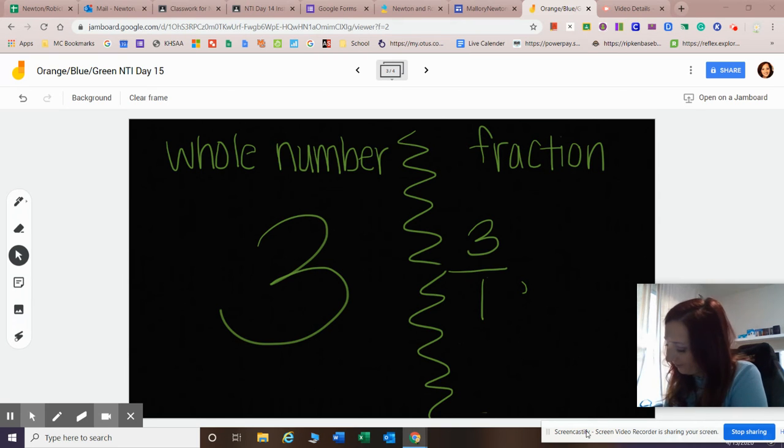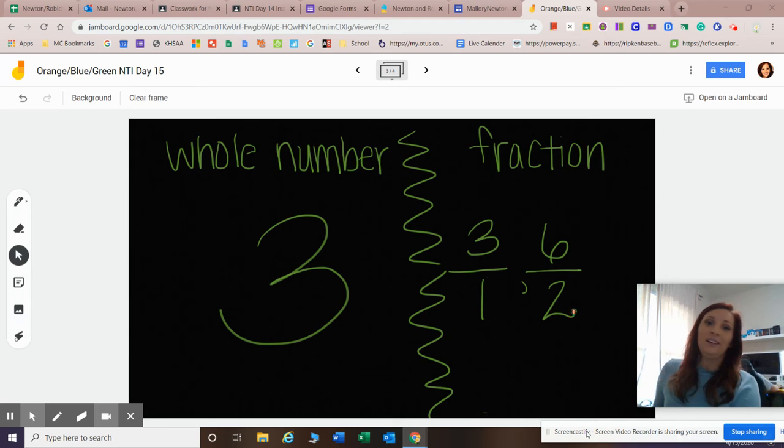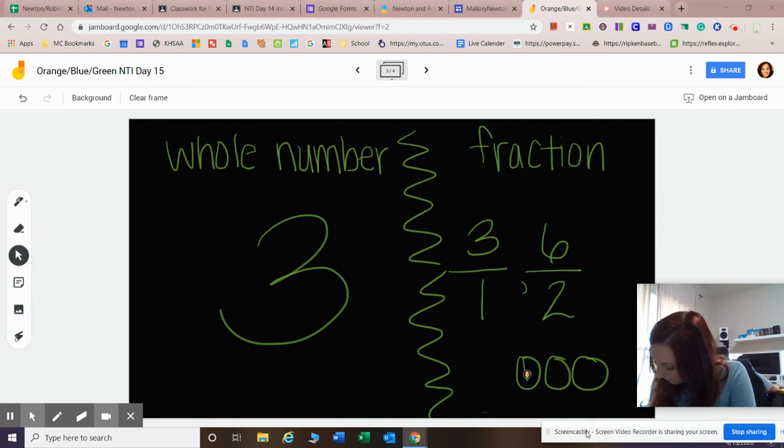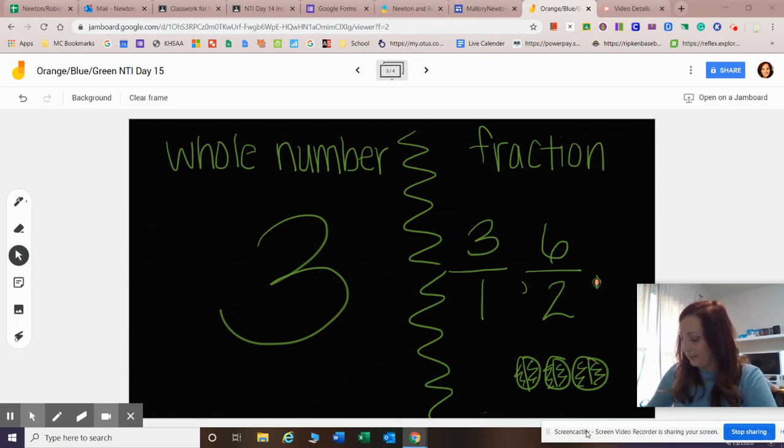What about 6 halves? I know this because if I draw it out, I divide it into halves and color in 6 pieces, or 6 parts. It gets me 3 wholes. Another example could be 9/3. I know this because 9 divided by 3 gets me 3.